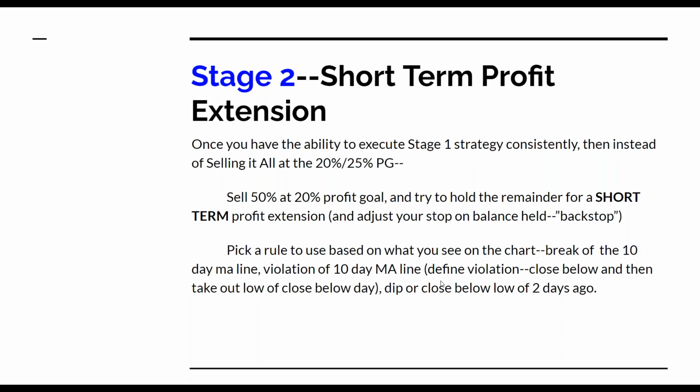So you want to pick a sell rule at that point based on what you see on the chart. If it's a chart that's obeying the 10-day moving average line, use the 10-day. Maybe sell on a violation of that. You've got to define violation. I covered this in the meetings where we covered sell rules in great detail and worked through charts on those. And we're expecting to be out soon.